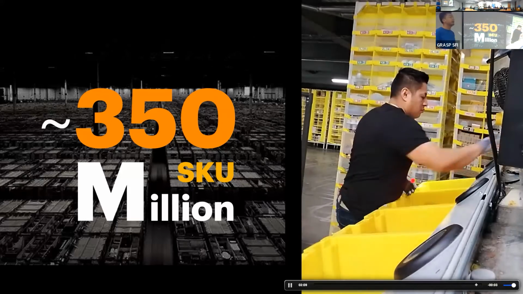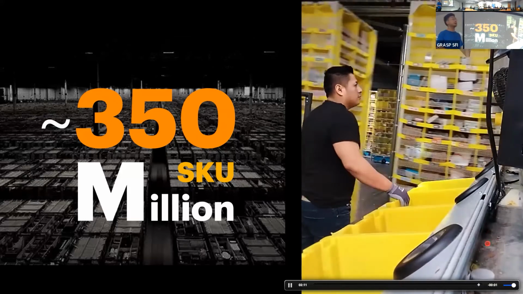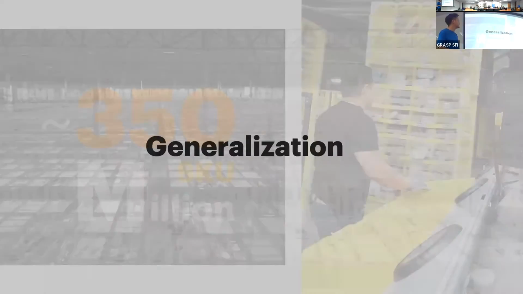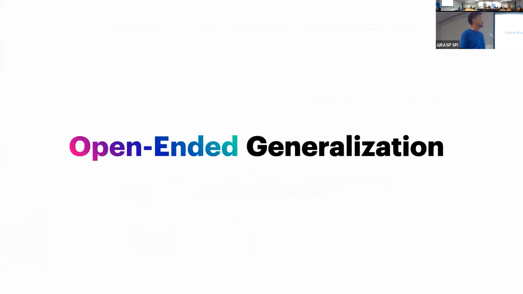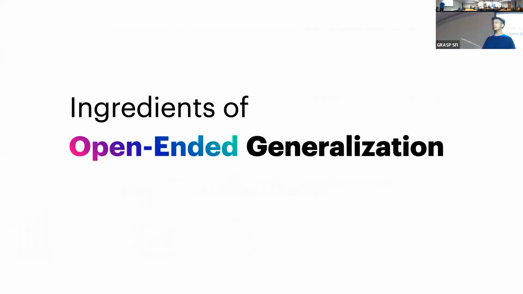So I want to build robots that can do this type of thing in the future. And to solve this, I want to focus on solving generalization. In particular, I care about open-ended generalization. So you can think about this talk as ingredients of open-ended generalization for robots.